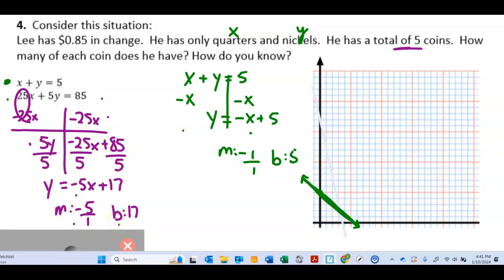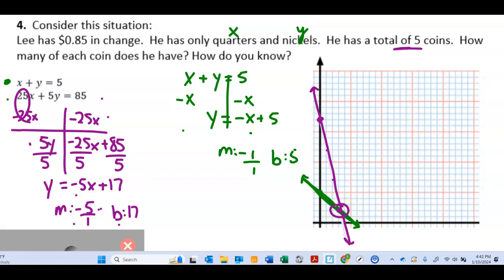So I'm going to go up to 17. 5, 10, 15, 16, 17. Put a dot. And now I need to go down 5 over 1. Down 5 over 1, put a dot. Down 5 over 1, put a dot. Down 5 over 1, put a dot. Ooh, look at that. And now draw a nice straight line. Put your arrows on the end, and here's your solution.